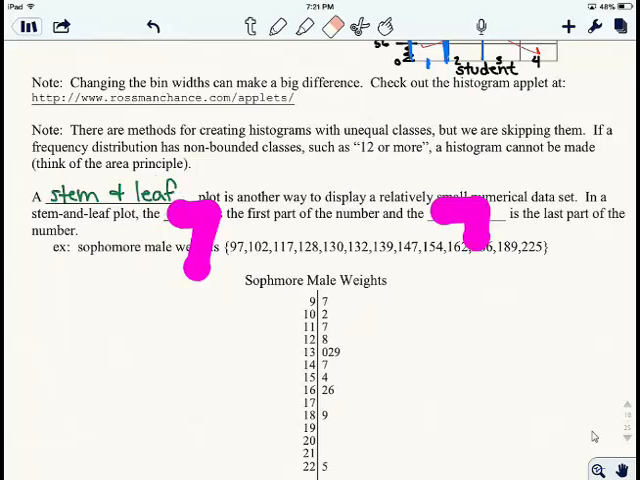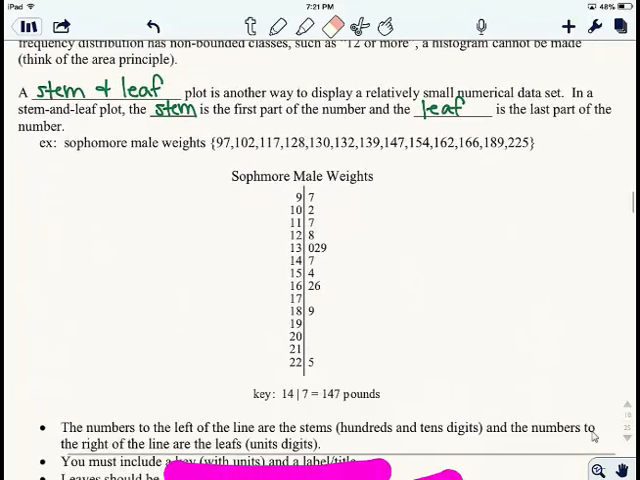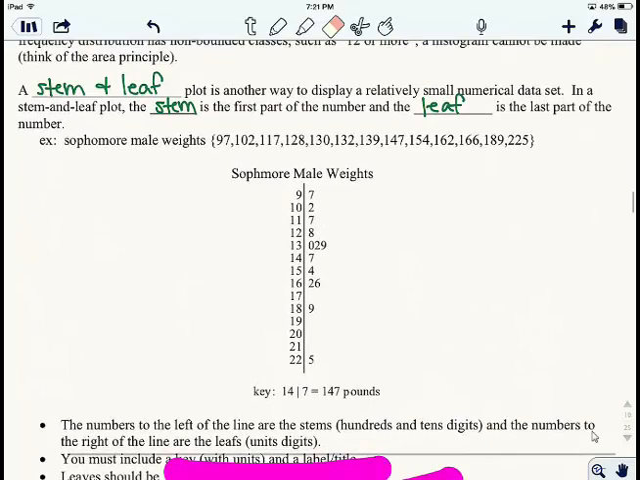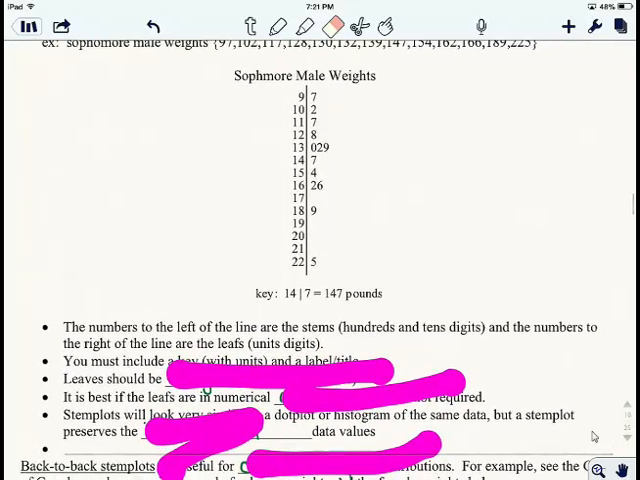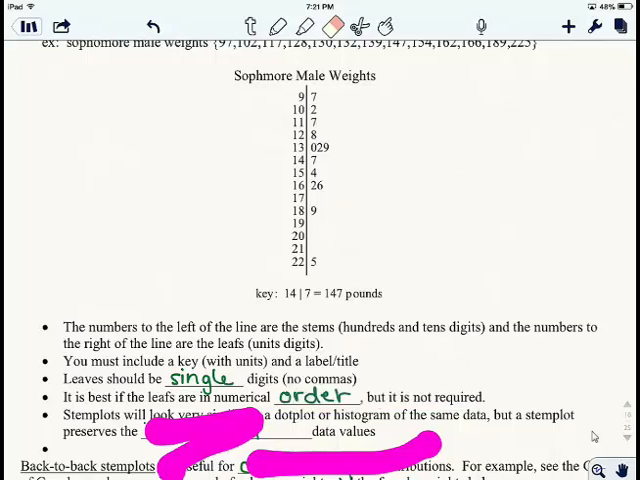Now we're going to talk about a stem and leaf plot, and we know that's another way to display relatively small numerical data. In a stem and leaf plot, the stem is the first part of the number and the leaf is the last part of the number. Okay, we did this in class with the game of greed, so I just have this example for you. Make sure that there's a key also. Okay, make sure you label everything. The leaf should be single digits. And it's best, but not mandatory, that the leaves are in numerical order.